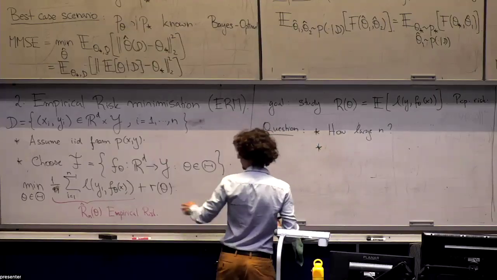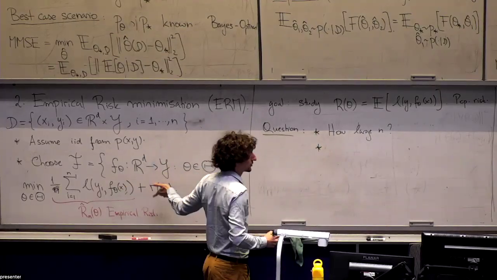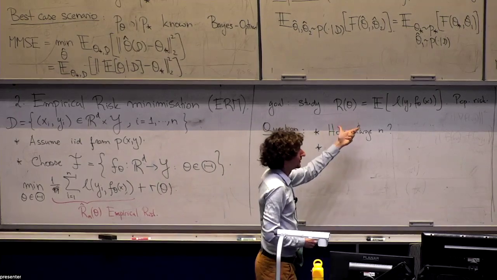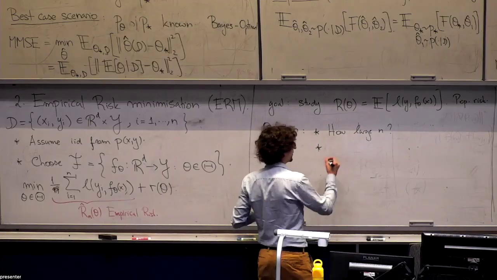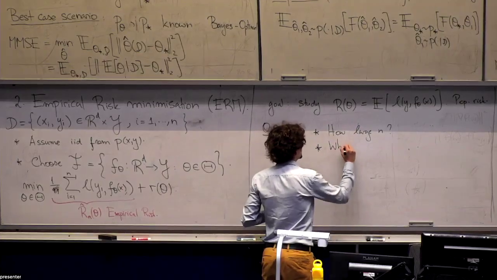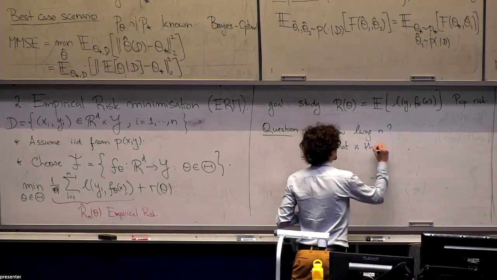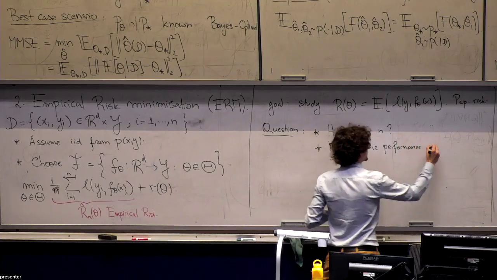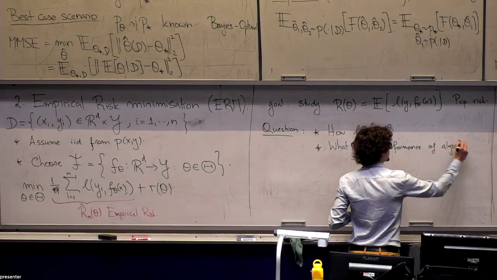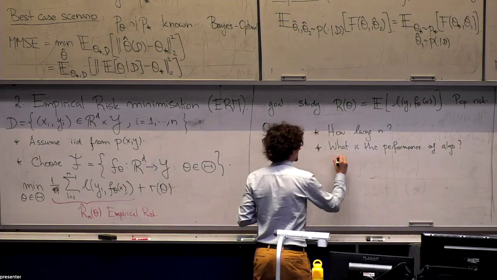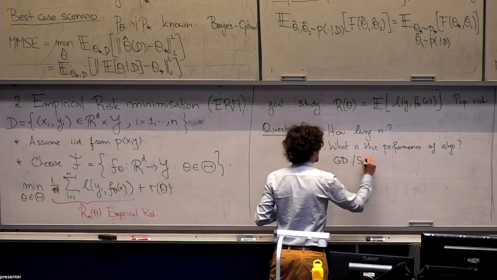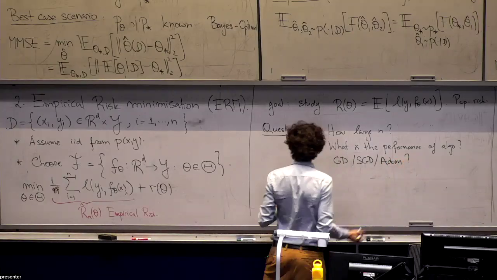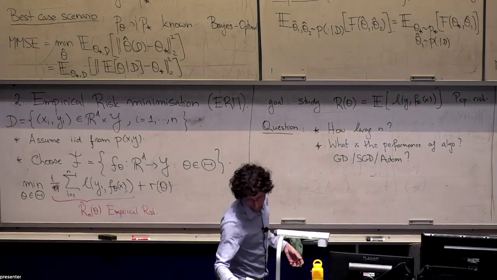But of course, depending on your choice of loss function, this is not convex. And so even if you have access to the population risk, you need to find the minimum. So what is the performance of algorithms? And in particular, you're not interested in any algorithm. You're interested in things that people use in practice. So GD, SGD, Adam.